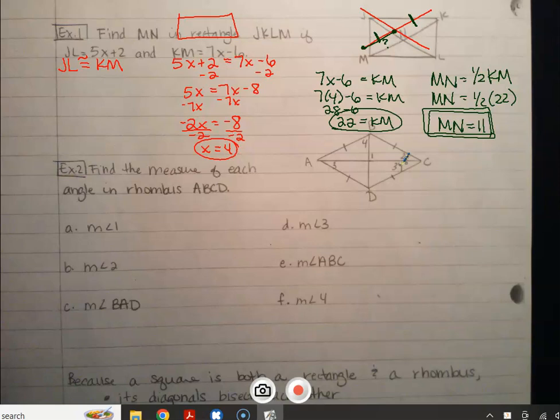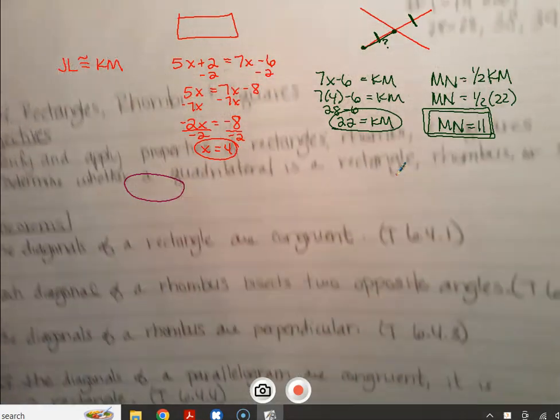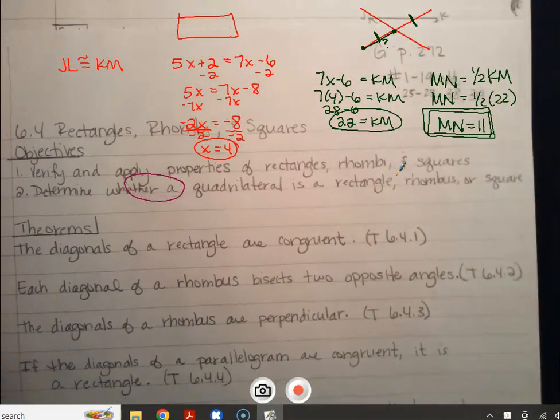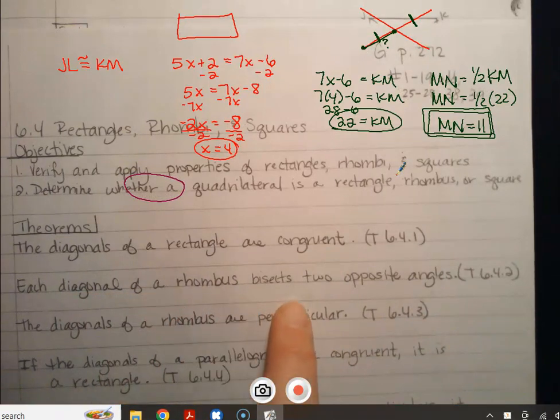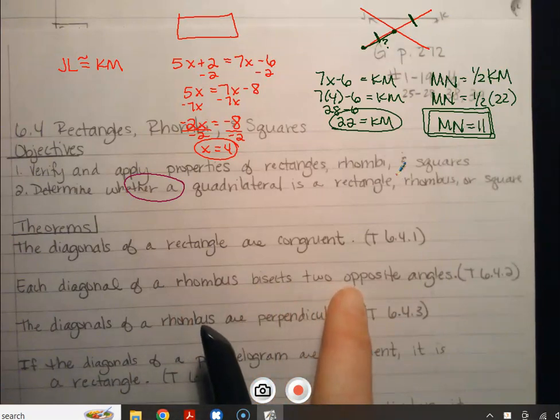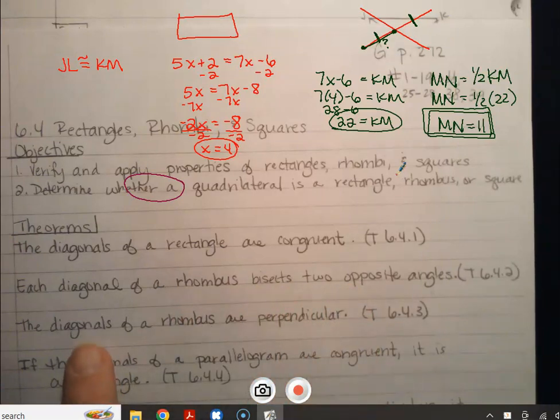All right, so let's look at what we know. We know it's a rhombus, okay, which is a parallelogram where all the sides are congruent, and they've marked that. Then we think about, well, what theorems did we just talk about that had a rhombus in them? Okay, so I'm going to go back to that for a minute. So that was the second theorem. Each diagonal of a rhombus bisects two opposite angles. Ooh, so the diagonals bisect the opposite angles. We also know the diagonals of a rhombus are perpendicular.